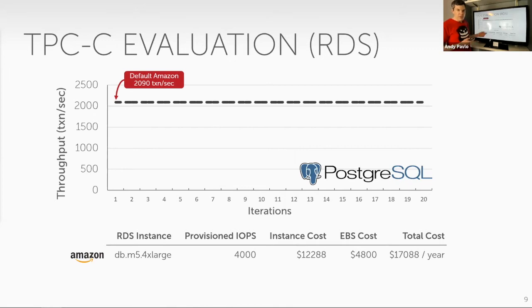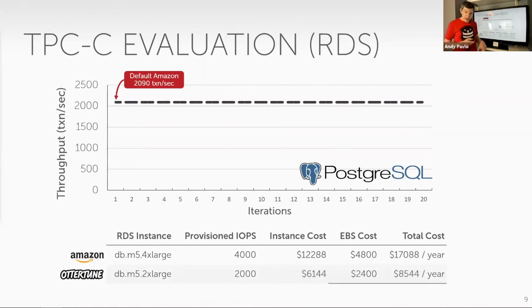The way Amazon works is that you pick your instance size, and then there's also a little slider to specify how many provisioned IOPS you want. So for this one database, we can get 2,090 transactions a second for TPCC, and it's going to cost us $17,000 a year. In OtterTune's case, we're going to give it a smaller instance size that's cheaper, reduce the amount of provisioned IOPS, and then let OtterTune tune it and see whether we can match it.